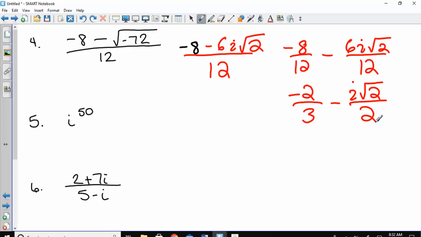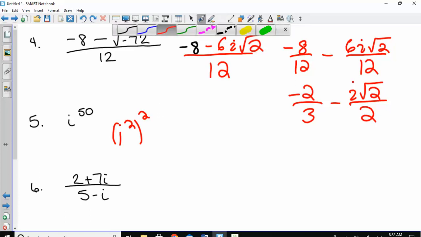Alright, is that one okay? Number 5. So you get 25 groups of i squared. Dang, that 5 is struggling. So then that will just turn into a negative 1.